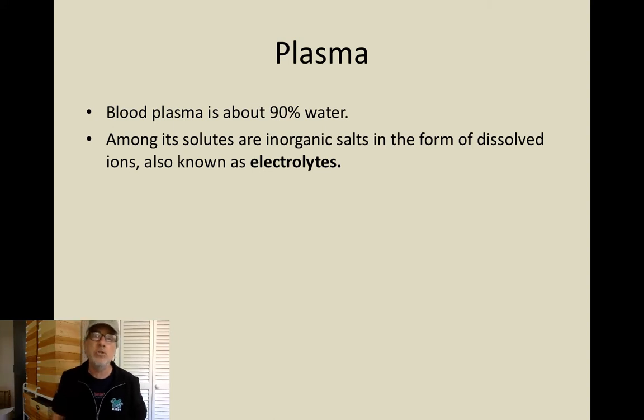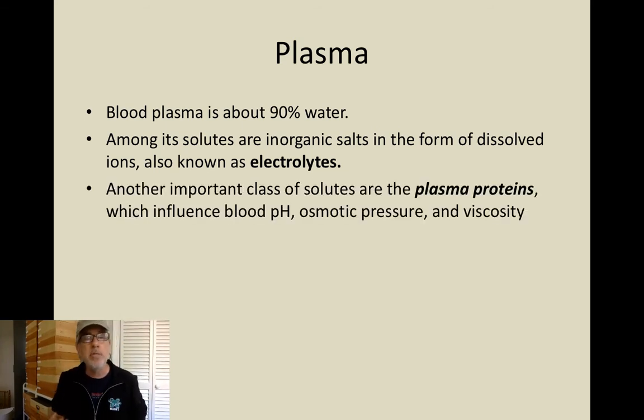Among its solutes are inorganic salts in the form of ions, and those are known as electrolytes, and I'm sure you've heard that term before. Another important class of solutes are the plasma proteins. These are proteins that occur in your blood plasma, and they influence and maintain blood pH, osmotic pressure, and viscosity of the blood. All of those you probably could figure out are very important to be homeostatically maintained.